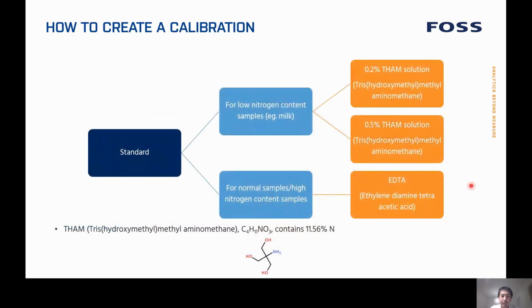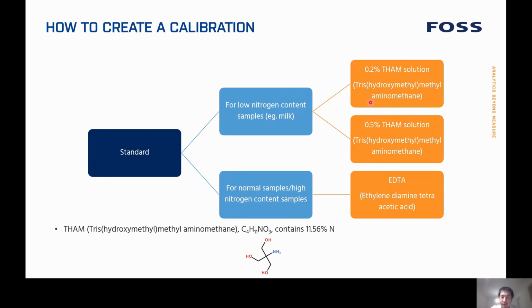Also for the calibration curve, we provide different calibration materials, standards for the calibration. Normally we have different standards. The normal one is EDTA, which is for the normal samples and also the high nitrogen content samples. We also suggest you can use TEM. This is the formula for TEM. It contains 11.56% nitrogen, but we do not directly use TEM.